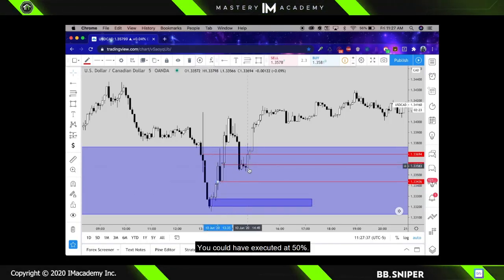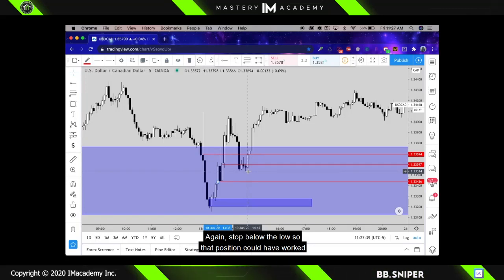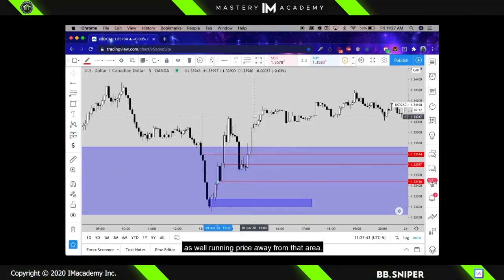You could have executed at 50%. Again, stop below the low, so that position could have worked as well, running price away from that area. Okay, so if you miss the first opportunity, they give numerous opportunities throughout there before finally taking and running with the position. Guys, you just have to be able to identify this on the lower time frames, get down, work your price action into those 1 minute charts, so you can see how easy it is to follow as they're marking up the chart.